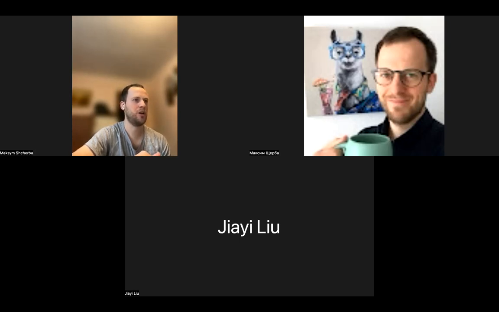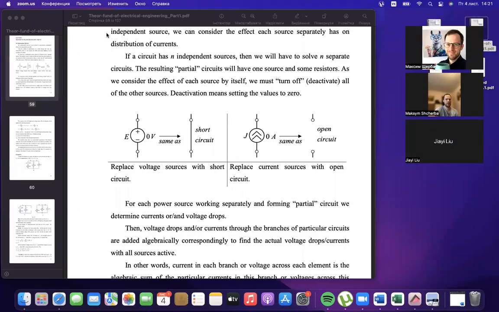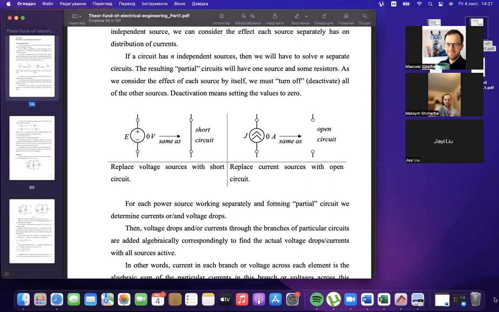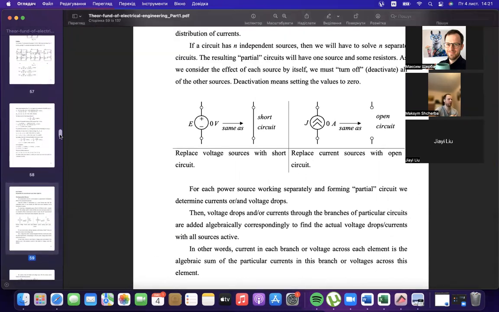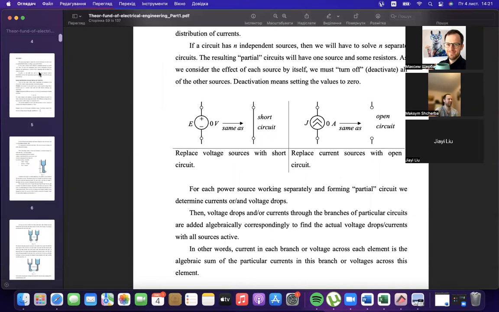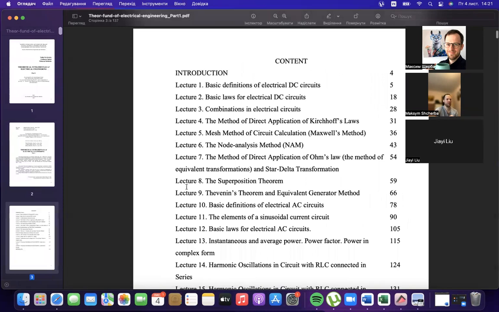Today we will continue our material about electrical circuits on DC mode, on direct current, and the mathematical approaches that we have to deal with. Today, I think we will finish everything or almost finish everything, because we should look at the so-called superposition theorem and the Thevenin theorem, or equivalent generator method, the other name of the same thing. And the next material will be on sinusoidal current.